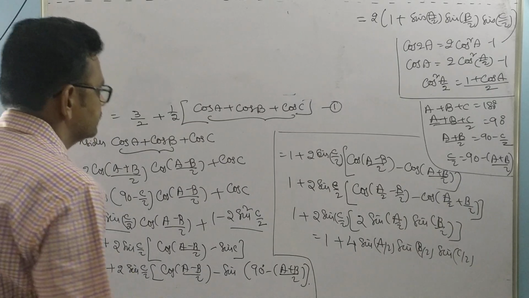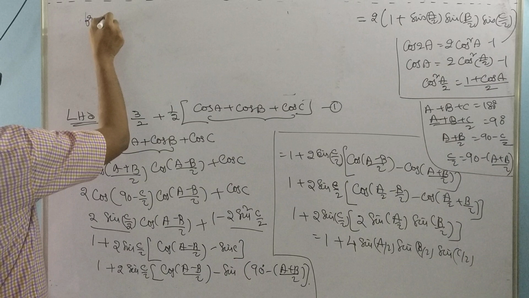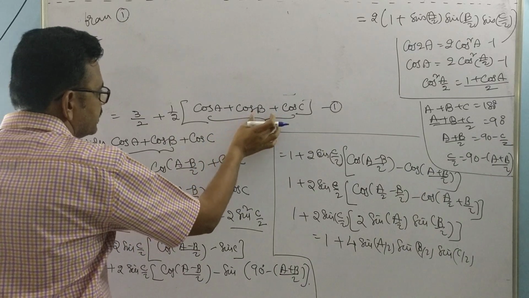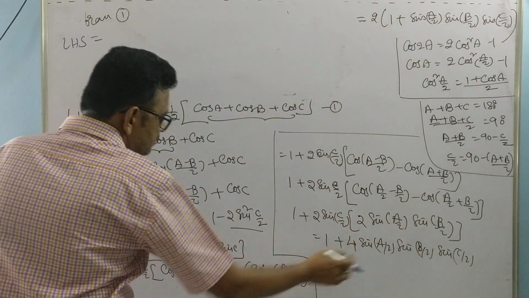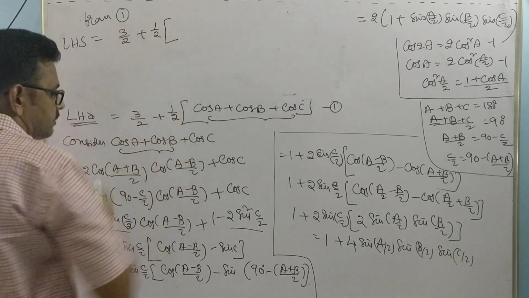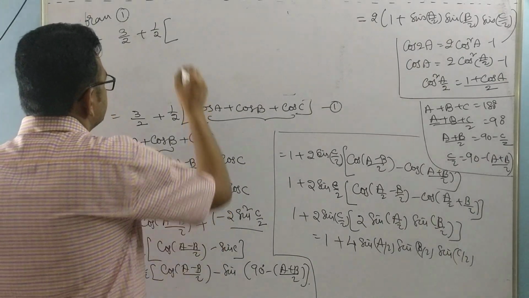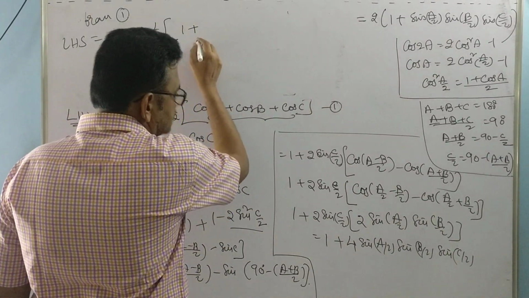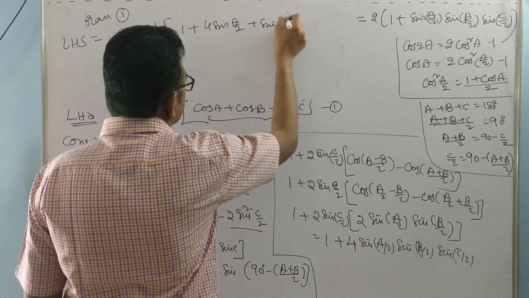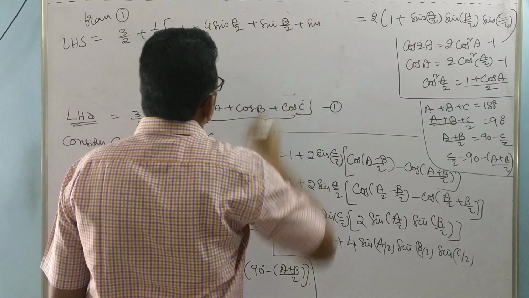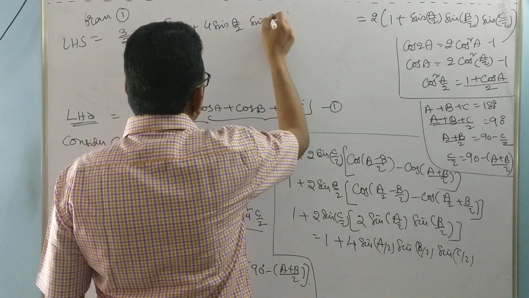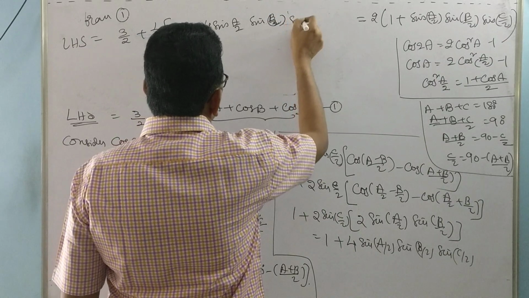Therefore, from 1, LHS equal to, LHS means this one. In place of cos A plus cos B plus cos C, write the value. So this is 3 by 2 plus 1 by 2 of 1 plus 4 sine A by 2 into sine B by 2 into sine C by 2.